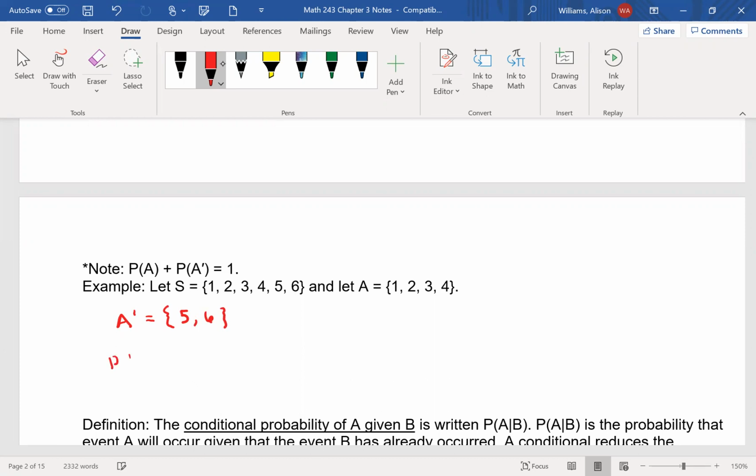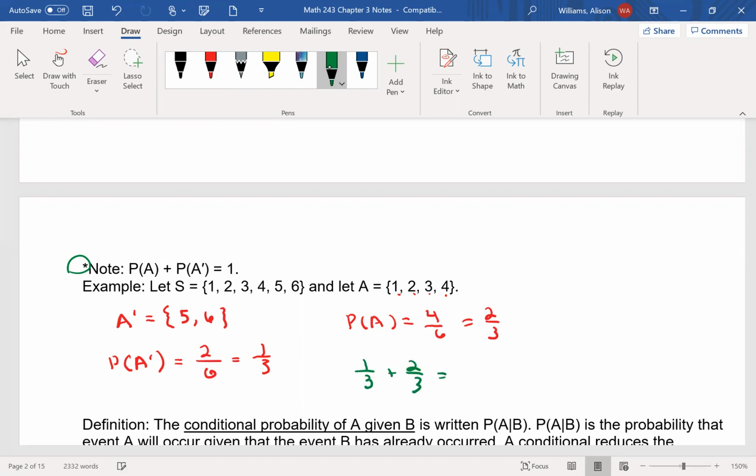The probability of A complement is 2 out of 6 in this example, or 1/3, or 0.3 repeating, but I think I'll just stick with fractions. So the probability of A happens to be 4 out of 6, because there's 4 outcomes possible out of 6 total, or 2/3. And as this note mentions, when you add these two things together, it should total to 1. And that makes sense because when I add 1/3 and 2/3, that does total up to 1. So yay, that does actually work mathematically speaking.